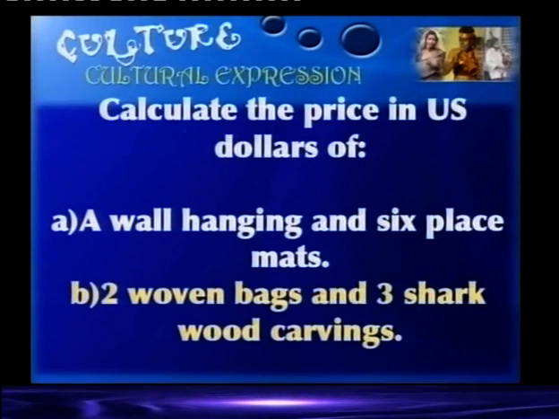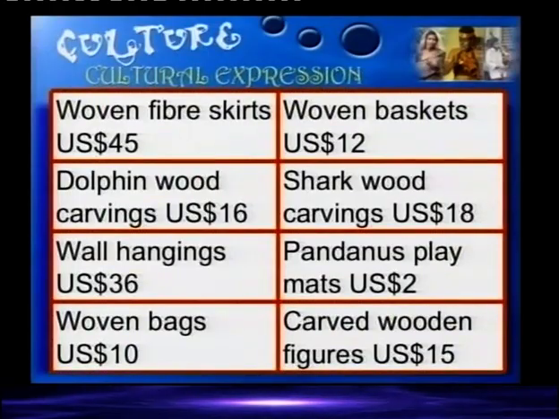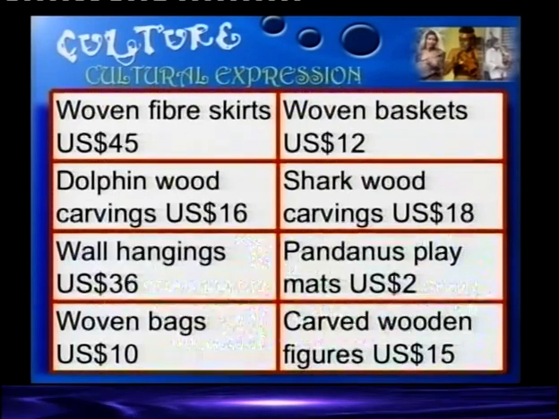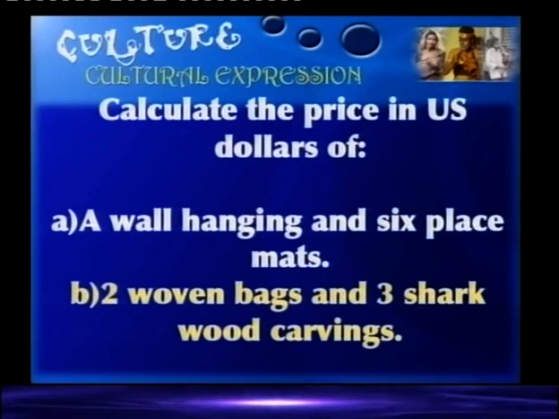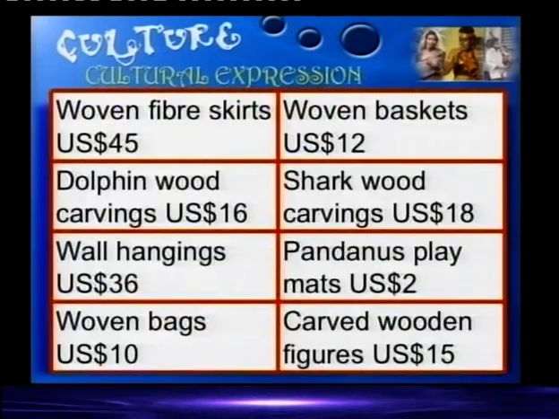Okay. From the table which you copied, this was the table where we had the different prices of traditional handicrafts. All right, question A. You're supposed to calculate the price in US dollars of a wall hanging and 6 placemats. Receiving students, what is your answer? Okay, can we have group 2, please? What's your answer for A? A wall hanging and 6 placemats.